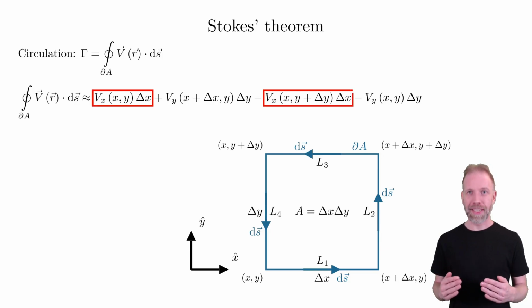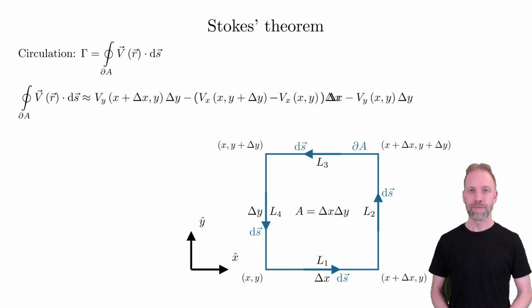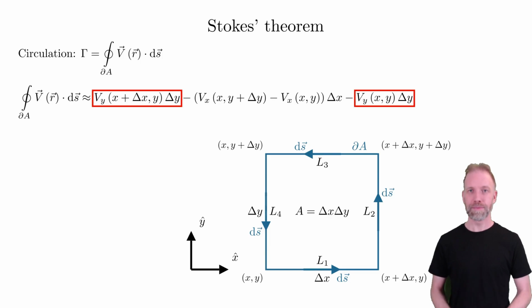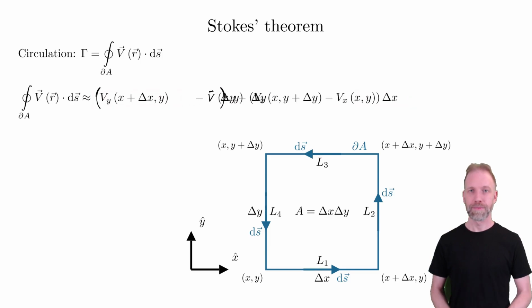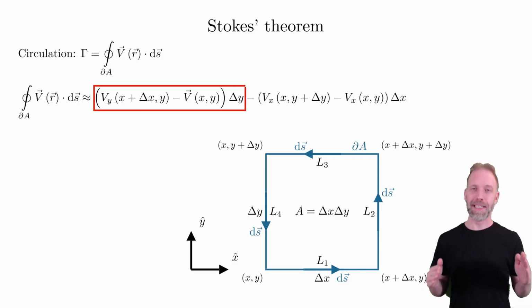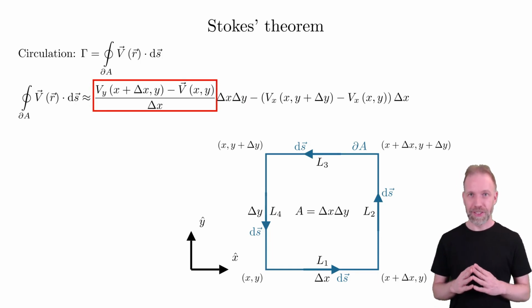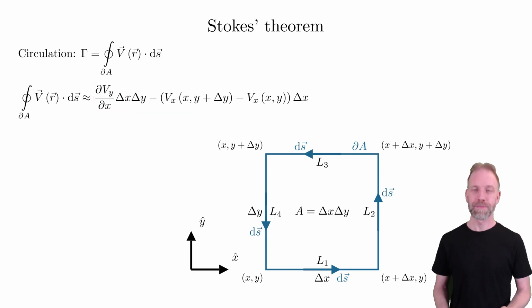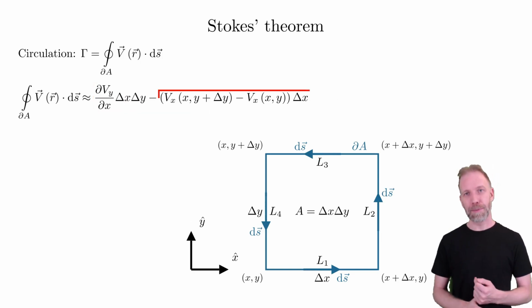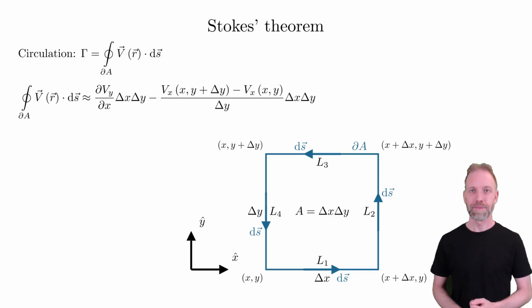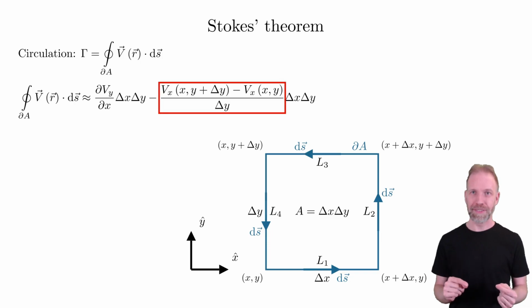As our next step, we can collect these terms, which are in the x direction, and collect the y direction terms. Multiply and divide by delta x, and identify as the partial derivative with respect to x. Multiply and divide by delta y, and identify as the partial derivative with respect to y.